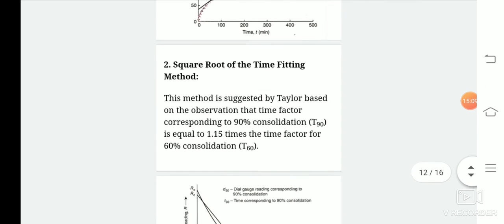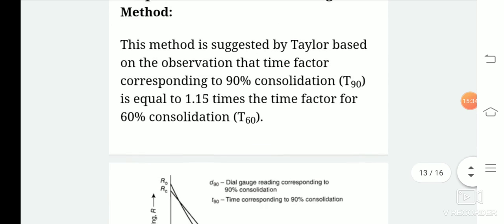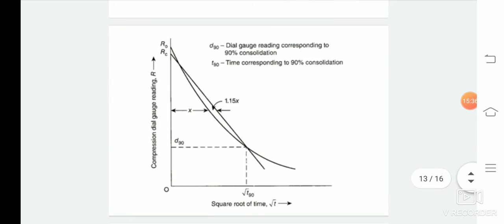So the next method, the second method, is known as the square root of time fitting method. This method is suggested by Taylor, and it is based on the observation that the time factor corresponding to 90% consolidation, or T90, is equal to 1.15 times the time factor required for 60% consolidation, that is T60. So here is the graph for the square root of time fitting method. How is this carried out? Let us plot a graph between root t and dial gauge reading, with the given stress increment.